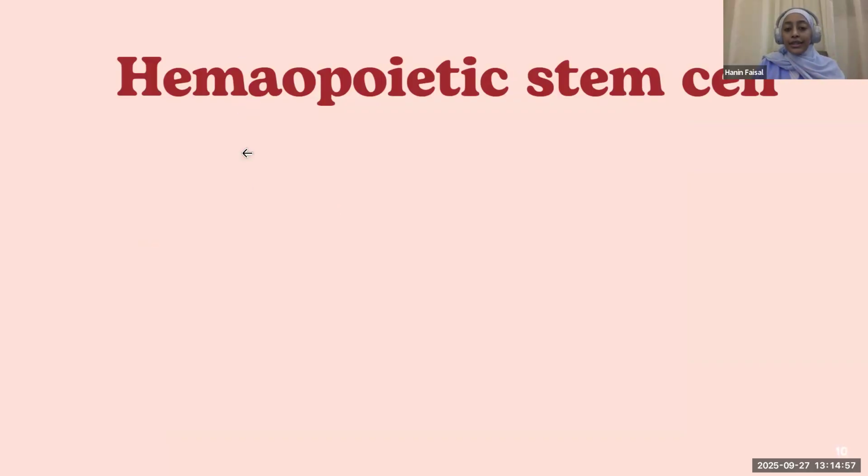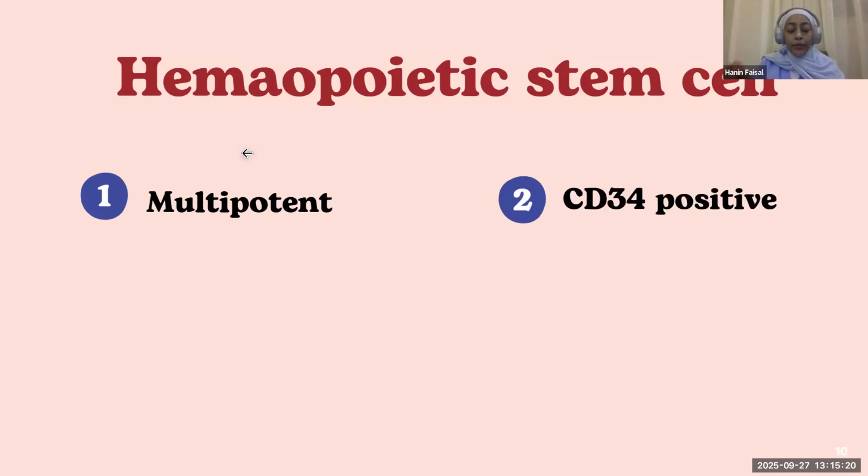Exactly. No, you can't know if this is a stem cell or not. You have to do more tests and you have to know specific criteria to tell that this cell is basically a hematopoietic stem cell. Those criteria are that it has to be multipotent. Again, we said multipotent, meaning that it has limited ability to differentiate, but it can differentiate into one specific system. Second thing, which is really important, is that it is CD34 positive.